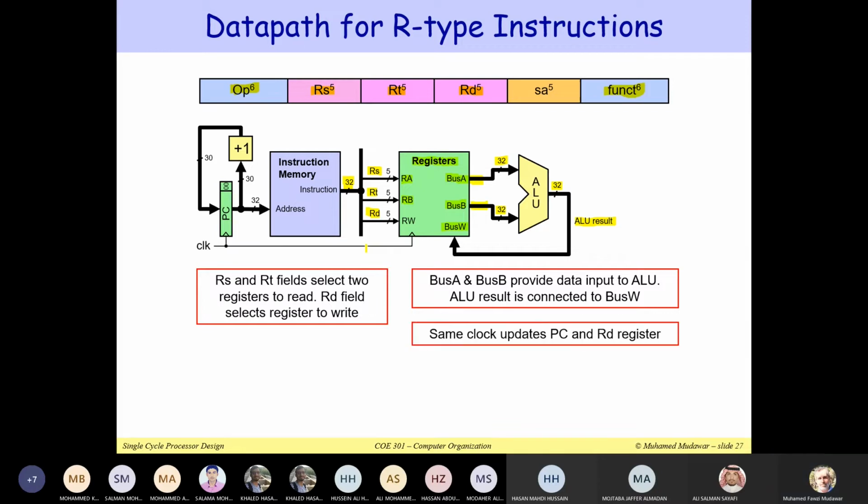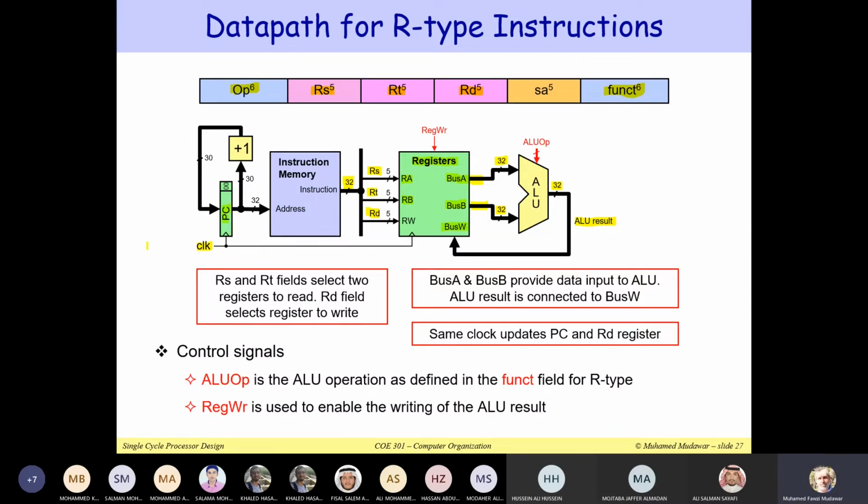And then at the same edge of the clock, we update the register file and we increment the PC. So this will happen at the same time. Notice that we are updating the PC and we are updating one register inside the register file, which is register RD, at the same time. So it is very important to connect the clock to the PC and to the register file so that both will be updated at the same moment in time.